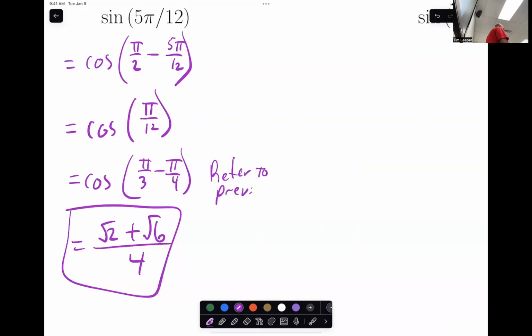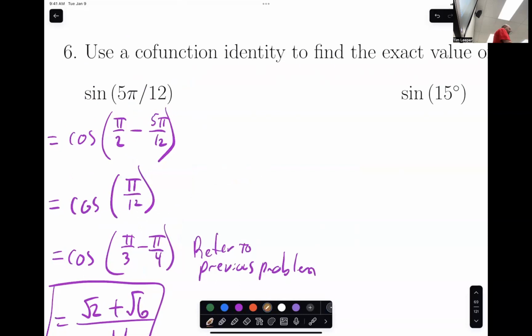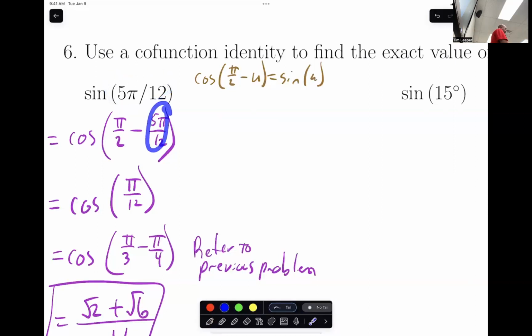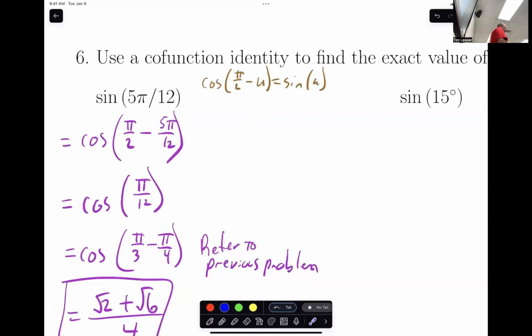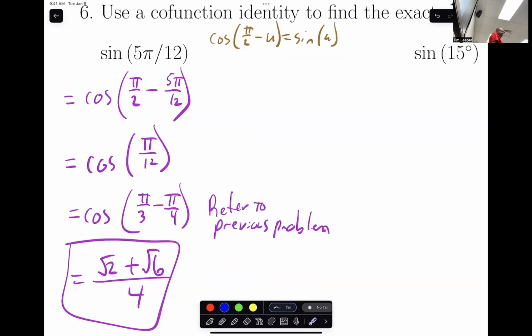Refer to previous problem. And that's our answer. It's because the cofunction identity that we're looking at is that cosine of pi over 2 minus u is equal to sine of u. Yeah, so notice that we're given the value of u here, so we're going to plug it in here. Okay. Other questions?